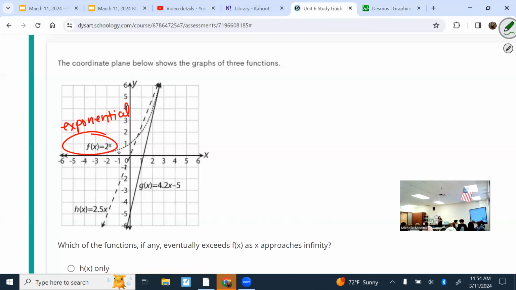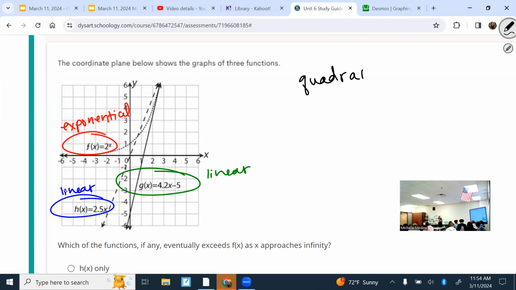What type of function is g of x? Linear, because it's in the form y equals mx plus b. What type of function is h of x? Also linear. So I meant for there to be a quadratic example, but hopefully you know what it takes for something to be quadratic. What would it need to have in its equation? X squared. It can have other things like x squared minus 1, x squared plus 2x minus 1, but it needs to have at least an x squared in it.